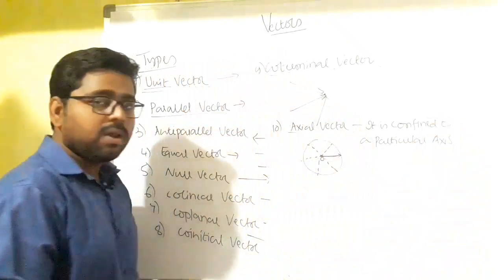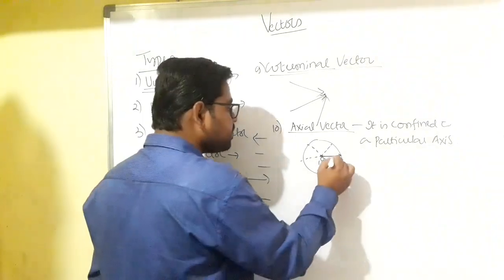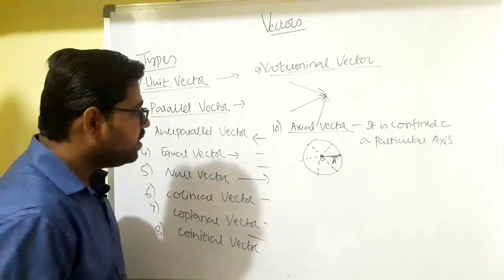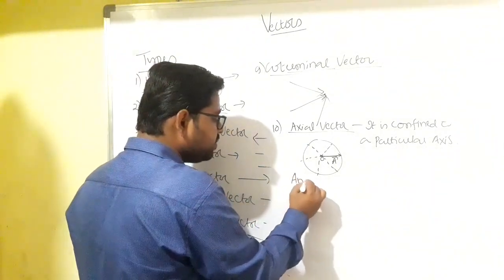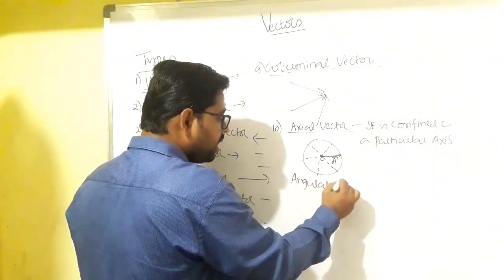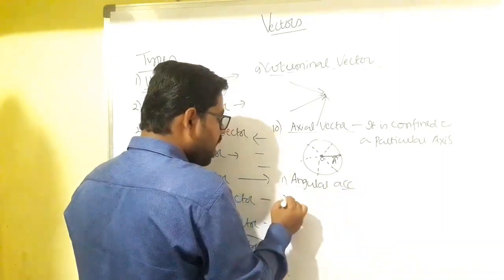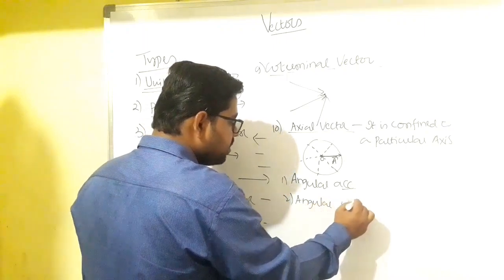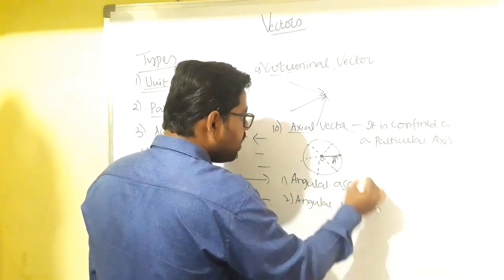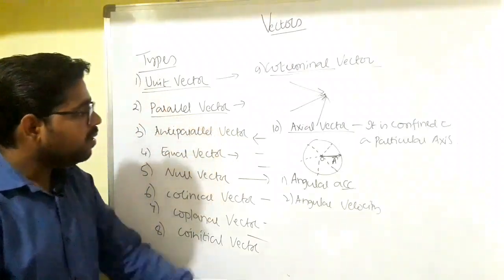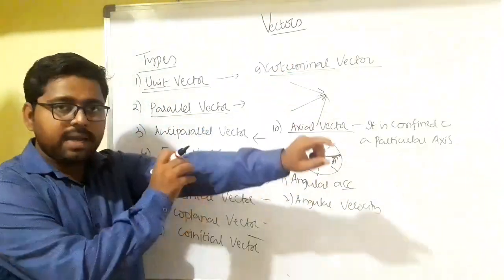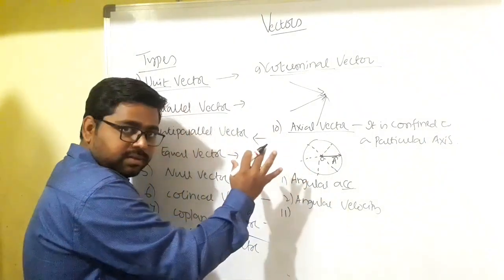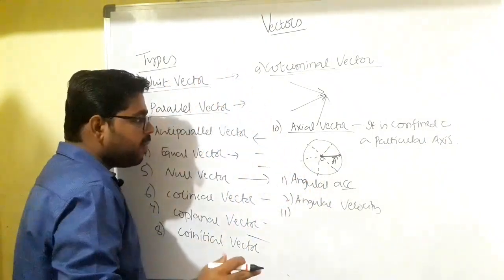Confined to a particular axis, and it is moving like this, right? Examples for this are your angular acceleration, then angular velocity. These are all the vectors which are confined to a particular axis. Their motion is confined to a particular axis. This is an axial vector. The opposite of this is vectors that are not confined to an axis, which can be free to move.